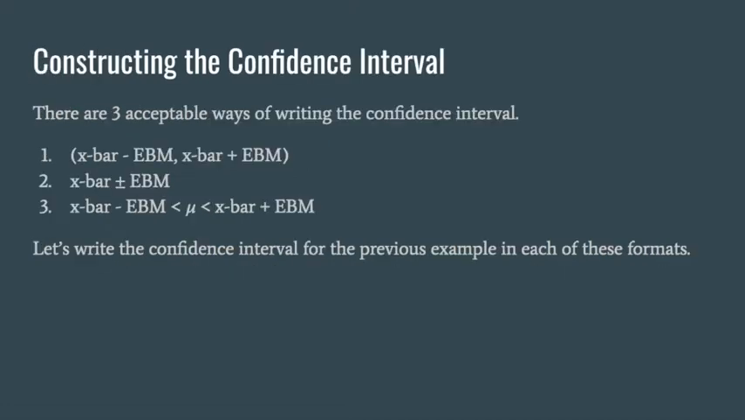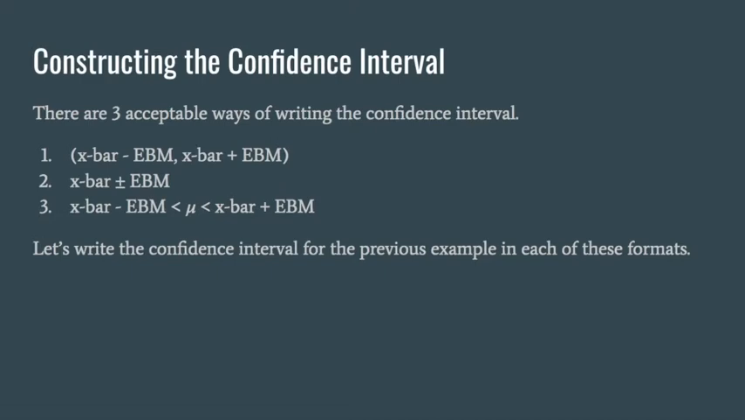All right, so like I said before, there are 3 acceptable ways to write a confidence interval. The first is just in parentheses in interval notation. So you'll have your lower bound, the x bar minus the EBM, and then your upper bound, x bar plus the EBM. The second way, this is not in the same order that I did them before, would be just to write x bar plus or minus that error that you found.